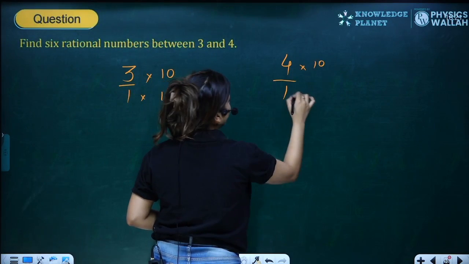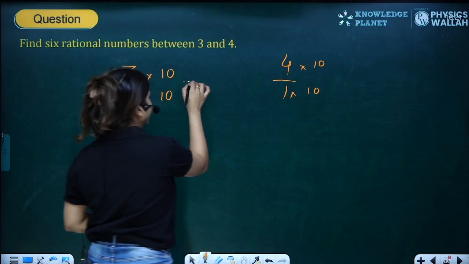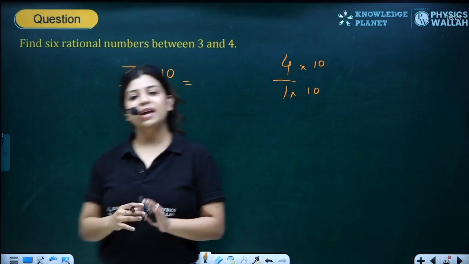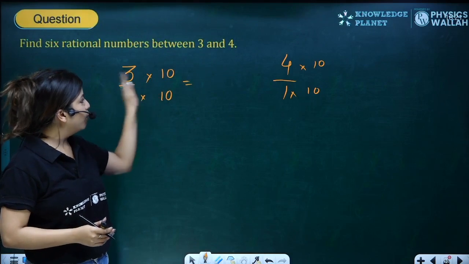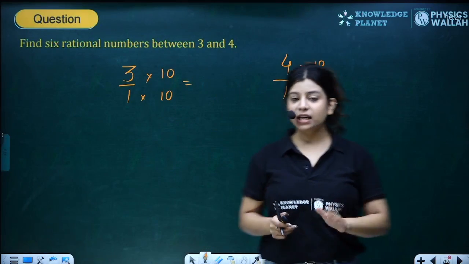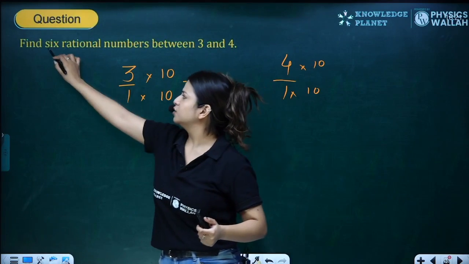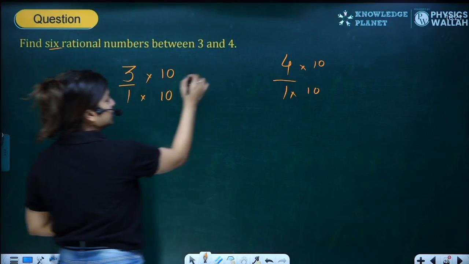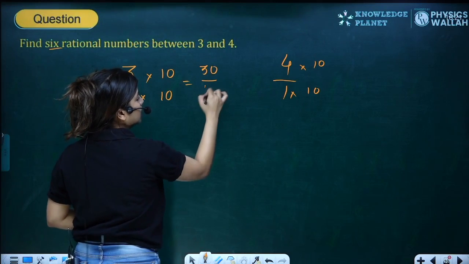You can multiply it by 15, you can multiply it by 3, you can multiply it by 7, any number. But make sure that you multiply both the numerator and denominator by the same number. Right? So over here I needed 6 rational numbers, so I simply did it by 10. That is convenient. Right? That is easy to do. So this will become 30 by 10.